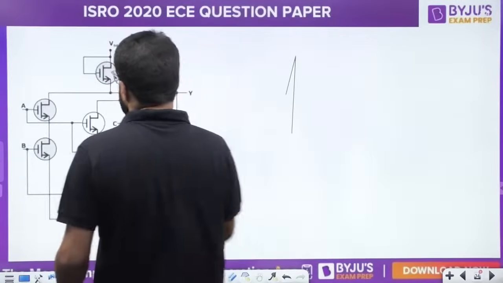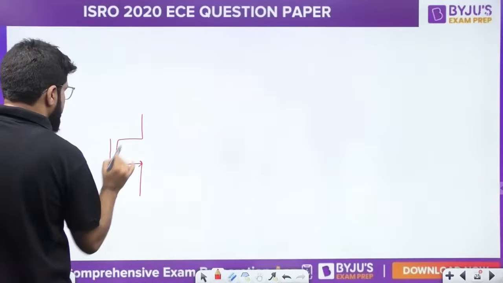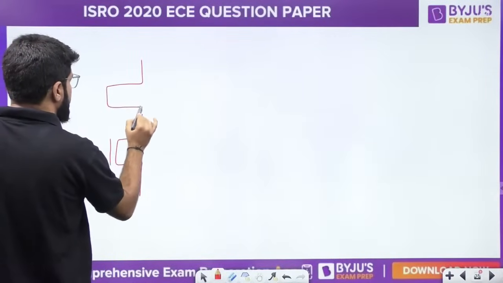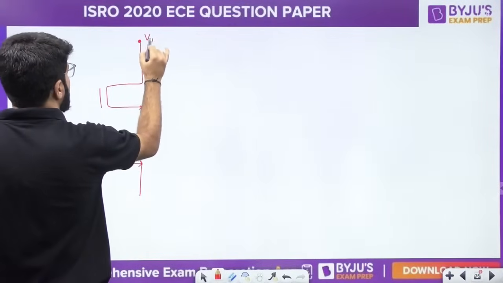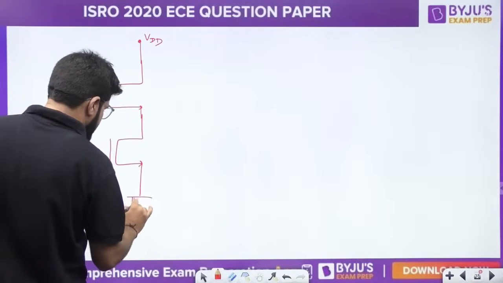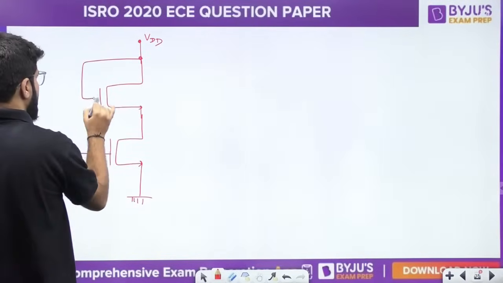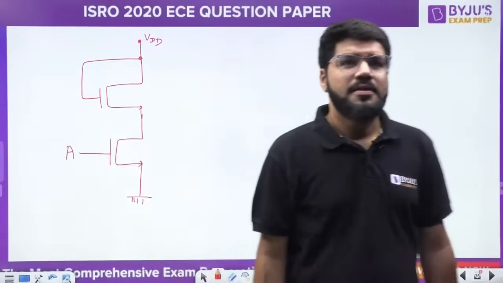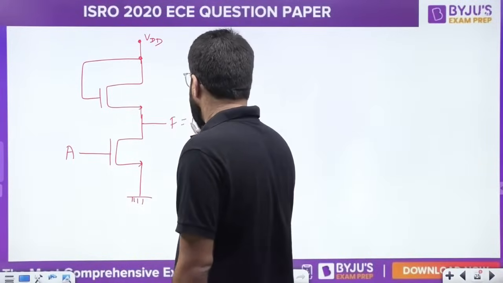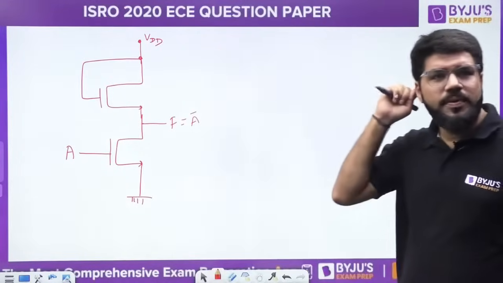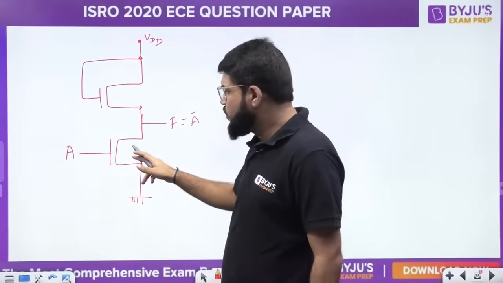So this is based on NMOS. This is the NMOS inverter. Let's say this is the Boolean function f, that is going to be A bar, because whenever A is equal to 1, the switch will be closed.